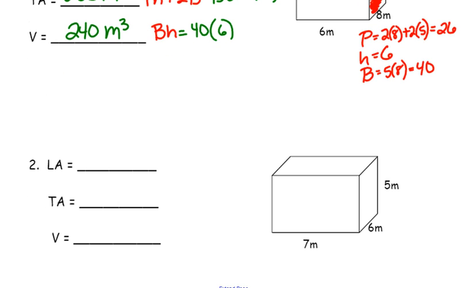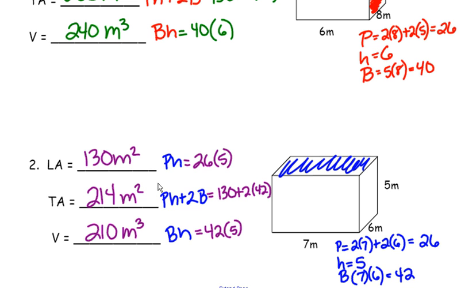Okay, I would like you to solve this problem for me and come back when you have an answer. This time we're going to designate the top and the bottom as the base. So go ahead and solve this problem for me and come back and check your answers when you're done. Hit pause now.